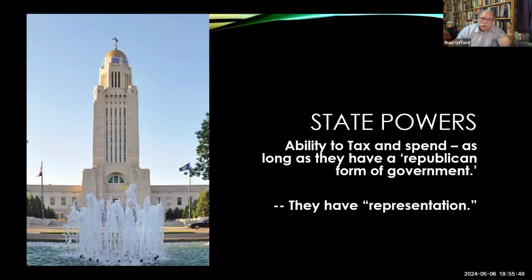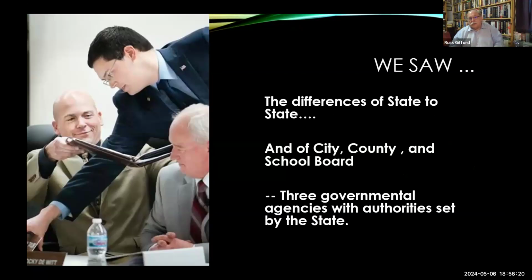Because the entire concept of our revolution was based on what? No taxation without representation. It didn't say no taxation. It never said no taxation. It said no taxation without representation. And thus they're making certain, the whole concept being you have a Republican or representative form of government, so you are represented, you have a say. So these are the things we talked about.